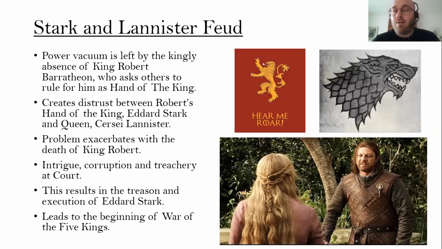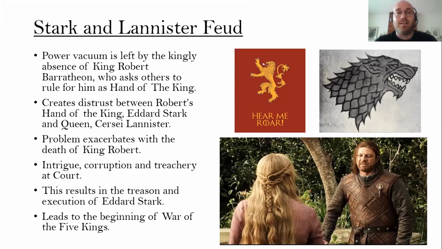So I believe there's a power vacuum that's left by the kingly absence of King Robert Baratheon, who keeps asking others to rule for him as Hand of the King. He doesn't want to rule. He doesn't want to get bogged down by the everyday duties of ruling. And because he keeps on asking people to be Hand of the King, this creates a distrust between Robert's Hand of the King, Eddard Stark, and Robert's Queen, Cersei Lannister. And these problems and this split between the houses of Stark and Lannister only get worse after the death of King Robert. And this intrigue and corruption and treachery at the court results in the treason and execution of Eddard Stark, leading to the beginning of the War of the Five Kings.